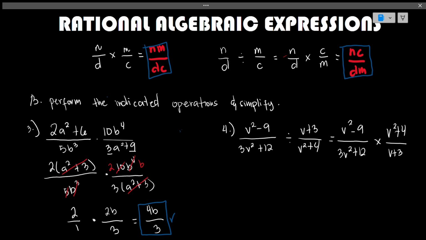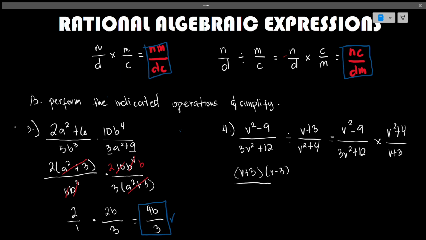Now, the same process with what we did to the first one, we just need to get the factored form or the GCF form of the rational expressions. We can get the factor of v squared minus 9, that's a difference of two squares. So the factor of v squared minus 9 is v plus 3 times v minus 3, all over.